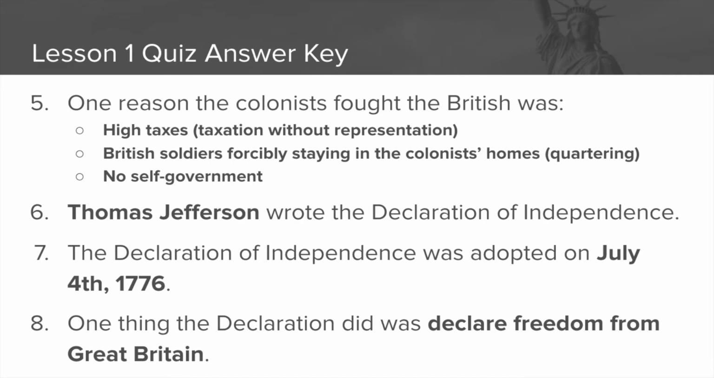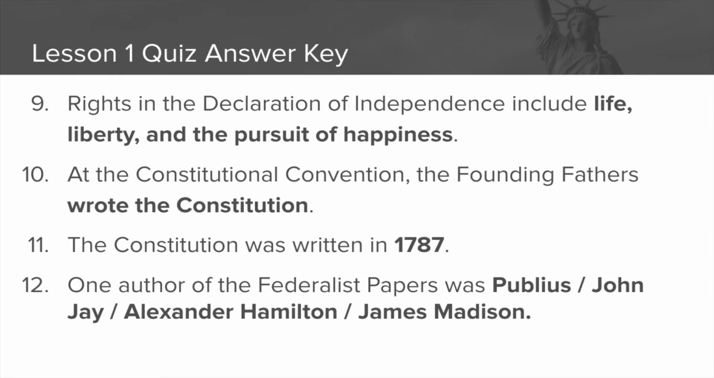For question number 6, Thomas Jefferson wrote the Declaration of Independence. And the Declaration of Independence was adopted on July 4th, 1776. One thing the Declaration did was declare freedom from Great Britain. Okay, moving on to number 9. Rights in the Declaration of Independence include life, liberty, and the pursuit of happiness. And remember, you only need to have 2 of those.